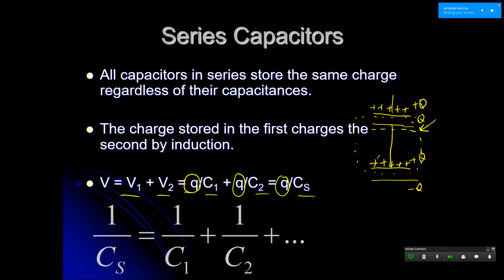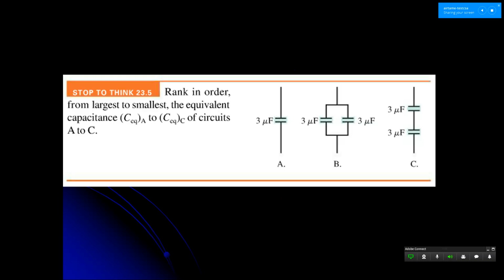Okay, that's pretty much it in terms of theory for capacitors. We can go ahead and do some problems. So in this case, rank in order from largest to smallest the capacitance of these three circuits. Which one's going to have the highest? Which one's going to have the middle one? And which one's going to have the lowest?